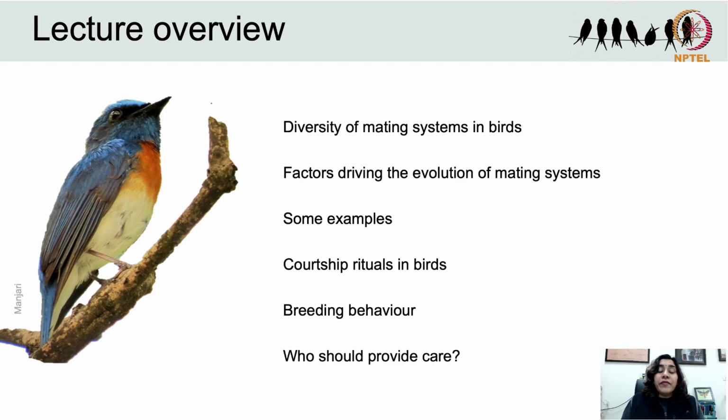We will discuss in this lecture the diversity of mating systems in birds. Then we will go on to discuss various factors that drive the evolution of mating systems in general. So conceptually, we will discuss these and then discuss some examples from birds. We will then talk about male strategies to find and impress females. In so doing, we will learn about some extraordinary courtship rituals that birds exhibit.